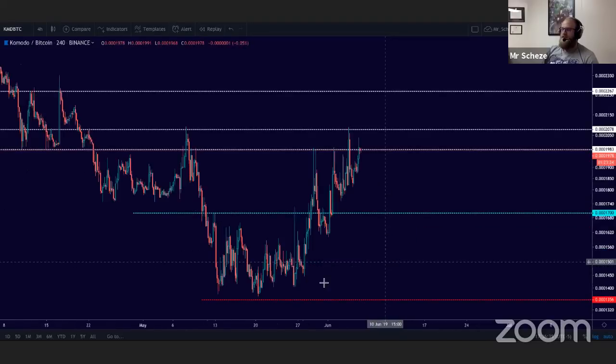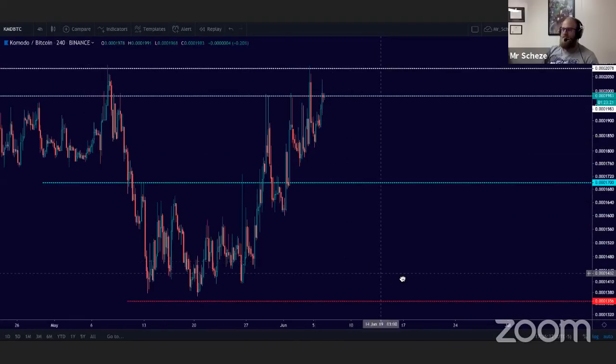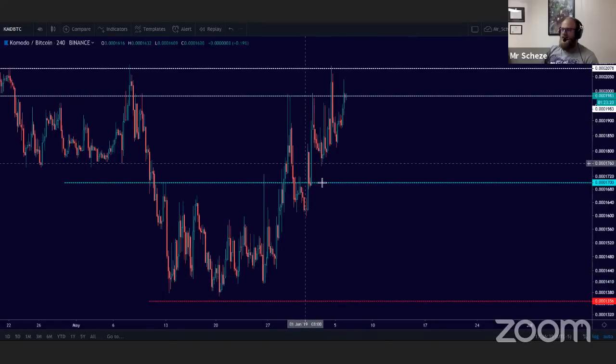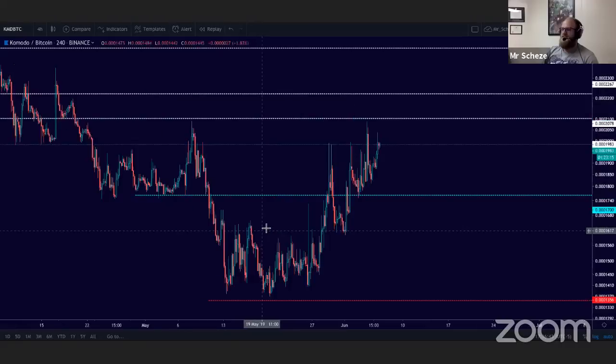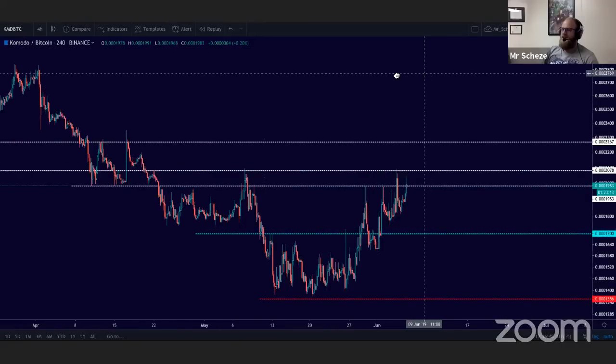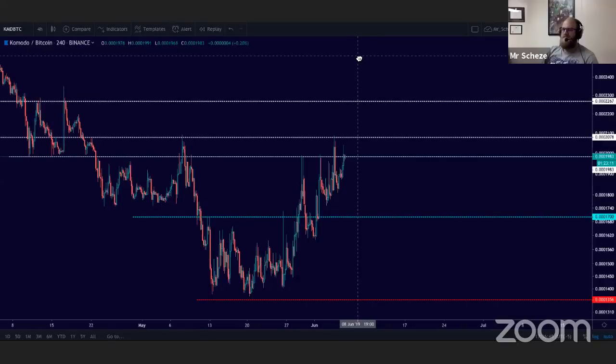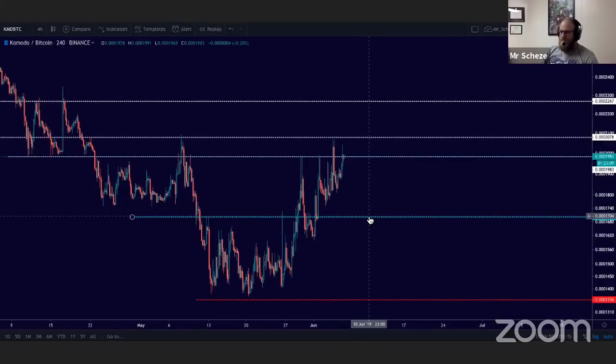On the evening of the 1st, I was looking at this thing, and price was, I think, right around this blue line, right? What I was doing is drawing these levels to find a setup, so I can measure my risk and reward. The blue line was going to be the entry because we had just popped here that evening. We were down here. I said, I think I'm going to do a long on KMD.